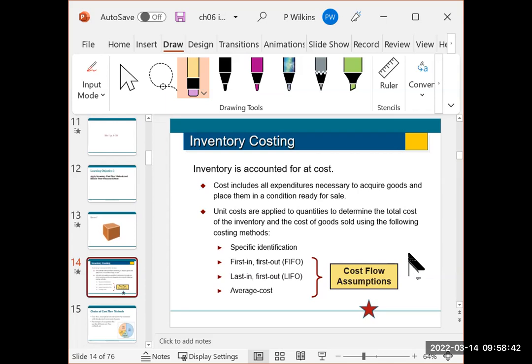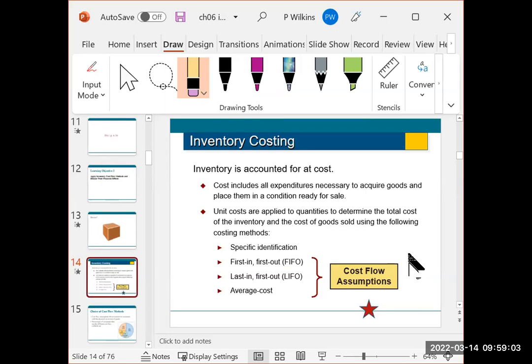But with specific identification, the cost actually does follow the inventory. So if we buy something for $10 and we sell it for $20, the cost of goods sold for that item was $10 because $10 is linked to that item. But in reality, what happens in the world is that we don't always pay the same price for the item.